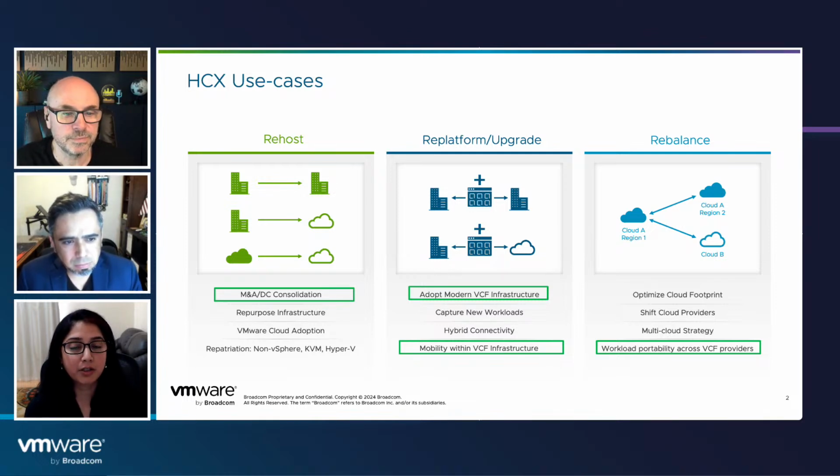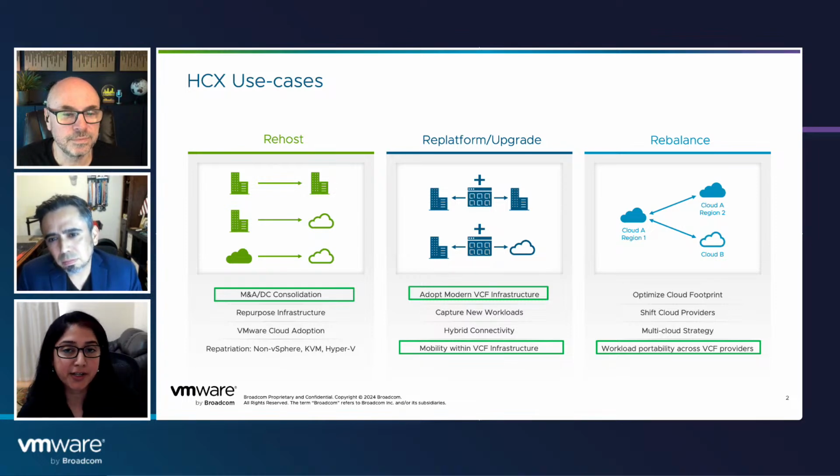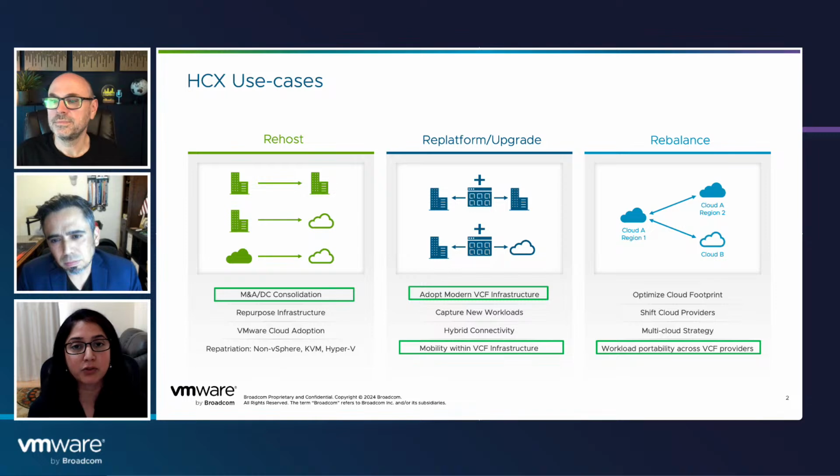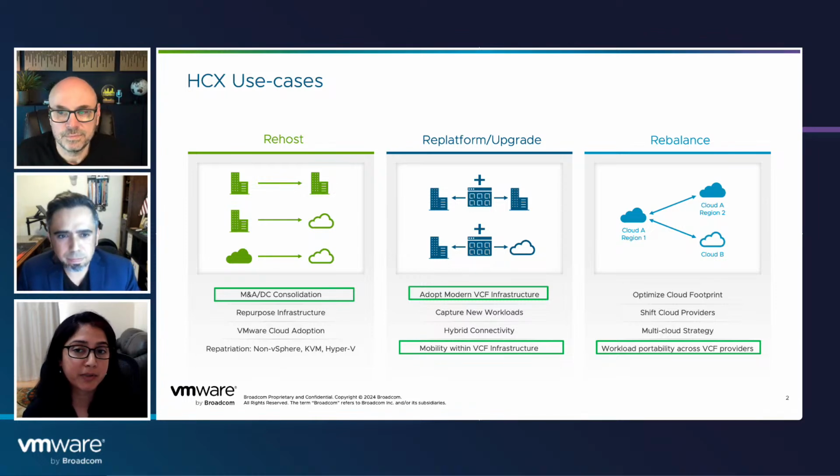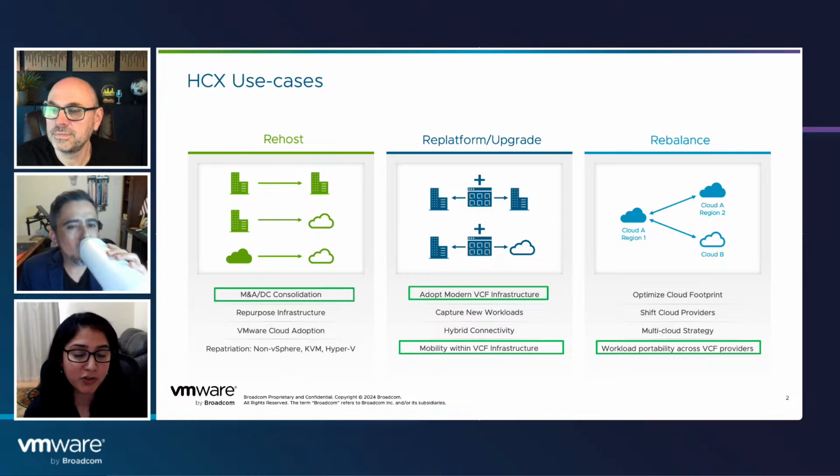Sure, I'll highlight a couple of scenarios. The first one I would say is data center consolidation. Let's say you have 20 data centers and you want to migrate all of those 20 data centers down to 3 or maybe down to 1. You can do that with HCX. You can move all of those VMs to a more consolidated footprint so that you can save power, cooling, data center cost, licensing, all of that.